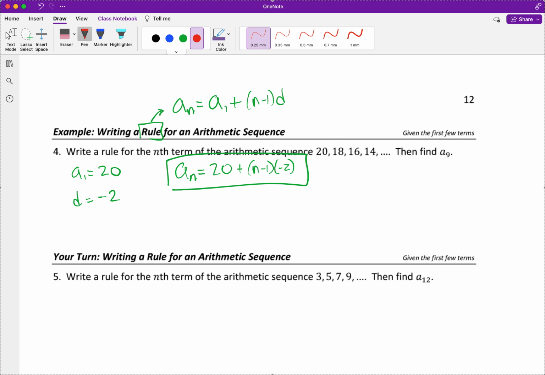I just want to sidebar off that a little bit and just show you what's going on if we simplify this. So if I simplify this, I'm going to get 20 minus 2n plus 2.